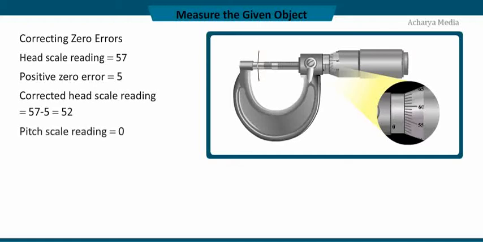Here the pitch scale reads 0 and the head scale reads 57. To find the corrected head scale reading CHSR, subtract the zero error from the observed head scale reading HSR. Here the screw gauge has positive zero error 5. Therefore, subtracting 5 from the observed head scale reading of 57 gives the corrected head scale reading 52.